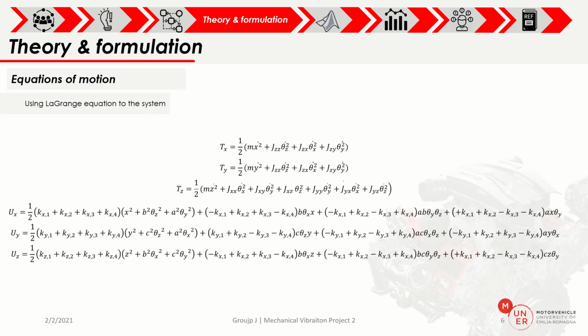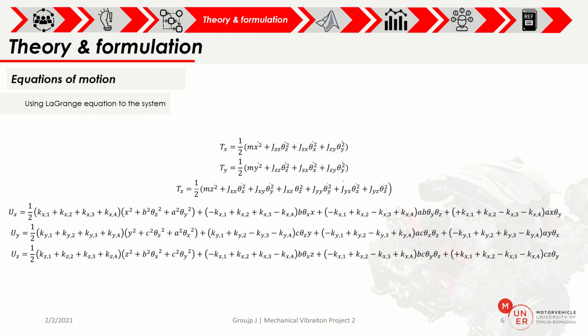Lagrange equations have been used in order to derive the equation of motion. In particular, we derive the kinetic energy T and potential energy U along each plane, xy, yz, and xz, where θx, θy, and θz represent respectively roll, pitch, and yaw of the engine block. A, B, C represent the distance from the center of the mass to the 4 mounts in x, y, and z direction. So, they define the position of the mounting points with respect to the center of the mass.